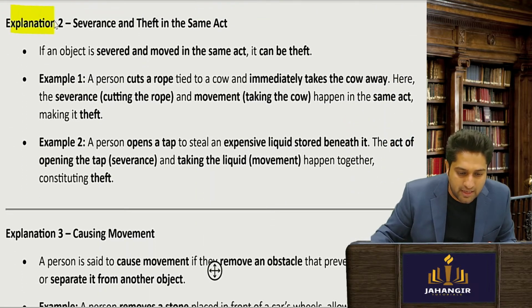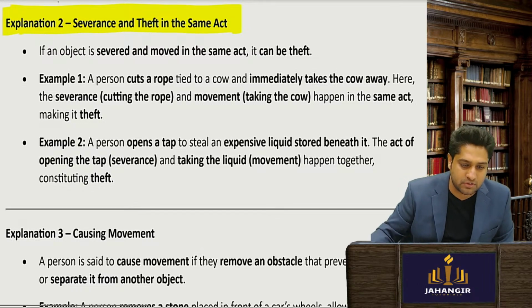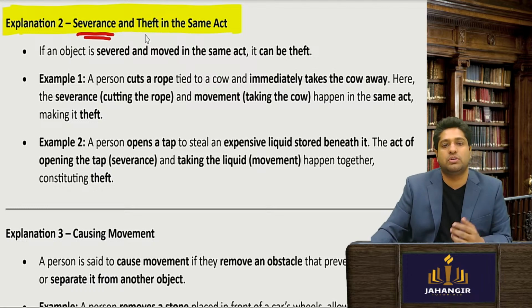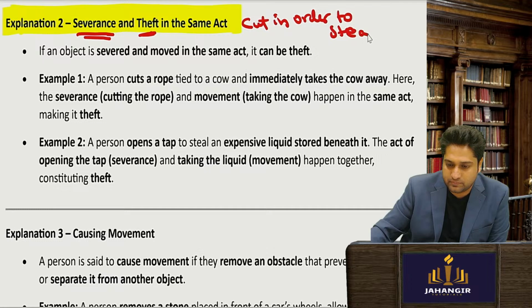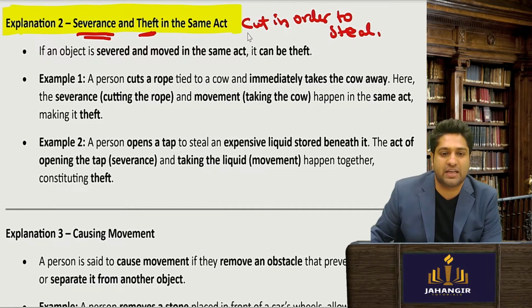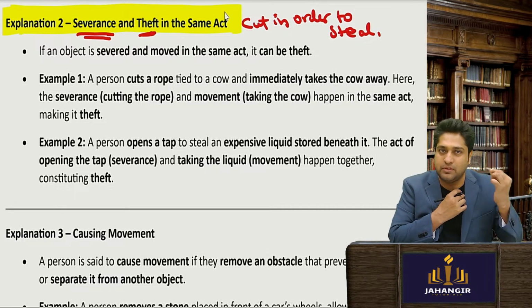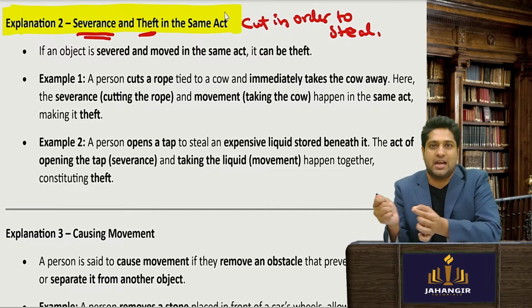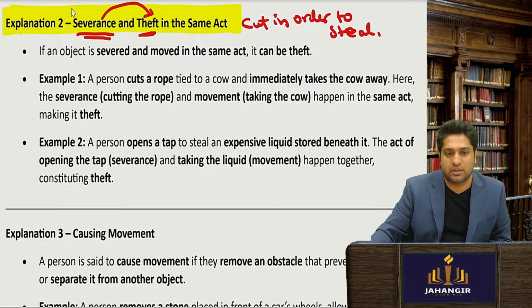Second explanation: severance and theft in the same act. Sometimes you might have to sever in order to steal. So you need to cut in order to steal. For example, if there is an animal that you're trying to steal, the animal must be tied up. You cut the particular rope and then you take the animal. So the cutting, severing means to cut, is needed to do a theft. Then only you will be able to move it.